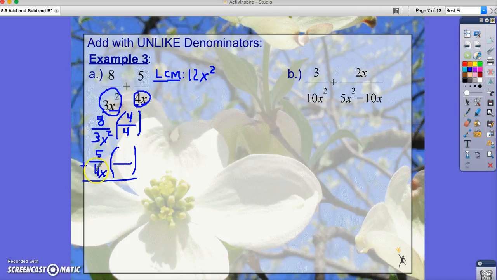So get the one done here. We have 4x. I want 12x squared. So we'll have to multiply top and bottom by 3x to get that. The whole goal is for each of our denominators to look like the same thing.